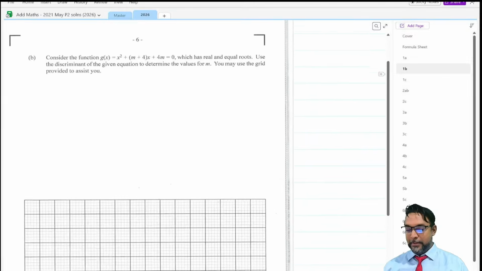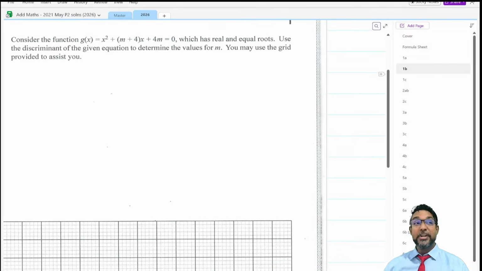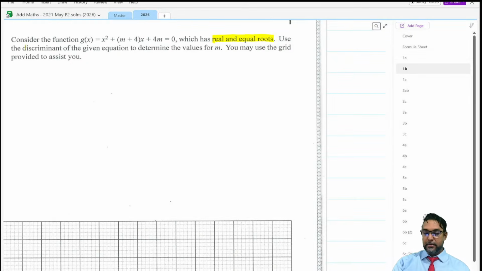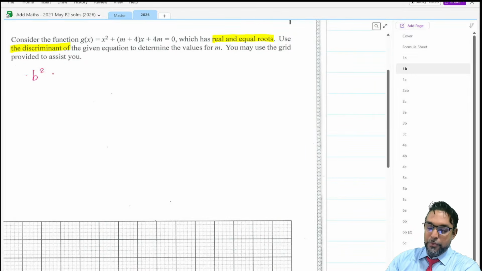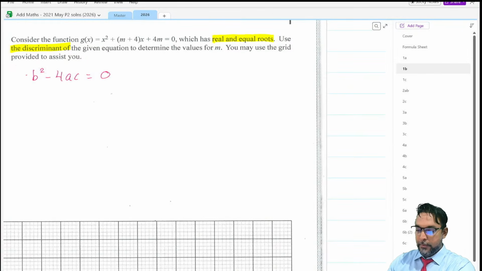Luna, relax. Consider the function which has real and equal roots. So real and equal, hold on, there's the key word here. Real and equal. If it's real and equal, we're talking discriminant. Use the discriminant. When the roots are real and equal, the discriminant is equal to 0. Because real and equal is 0. Real and distinct is more than 0. No real roots is less than 0, that's correct.